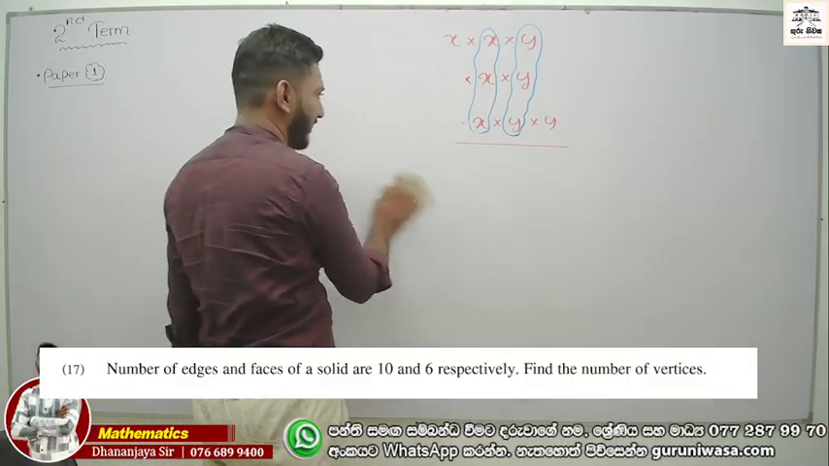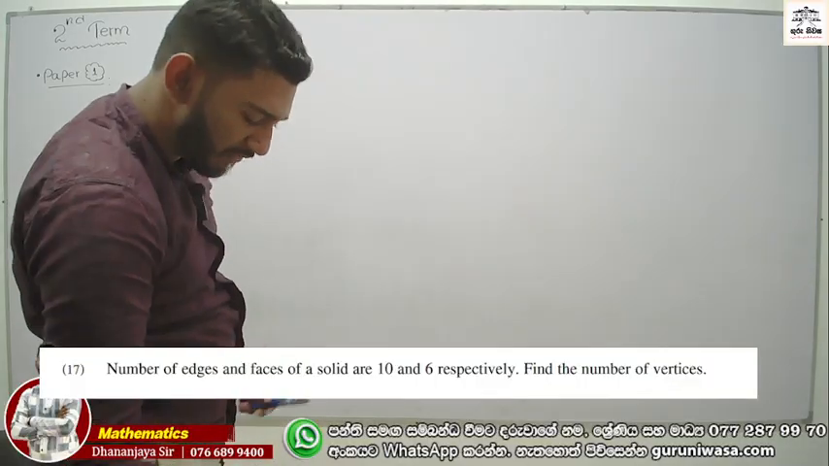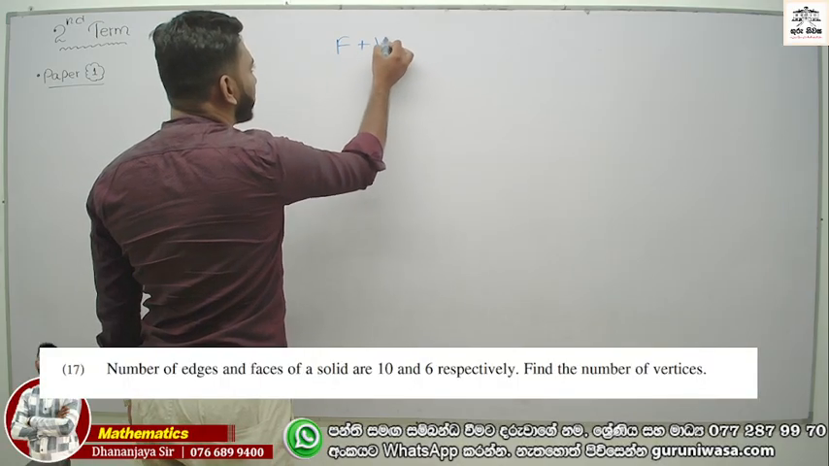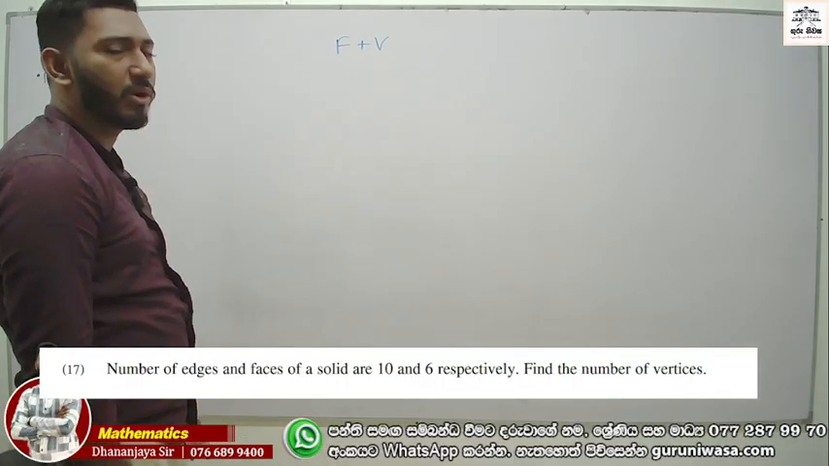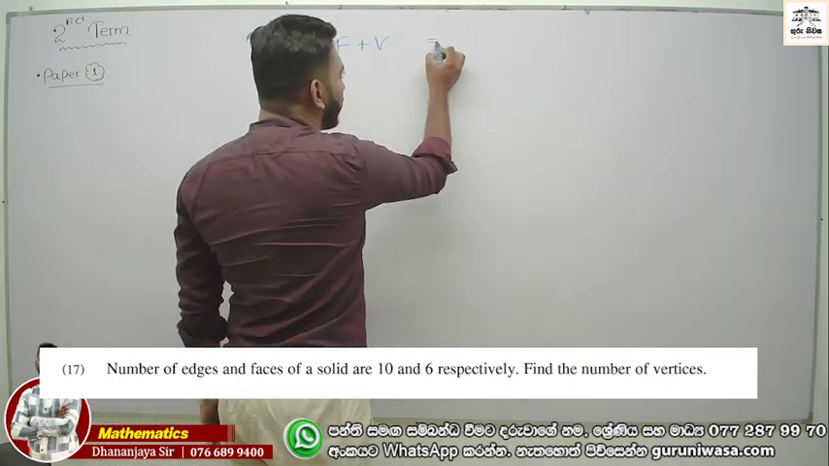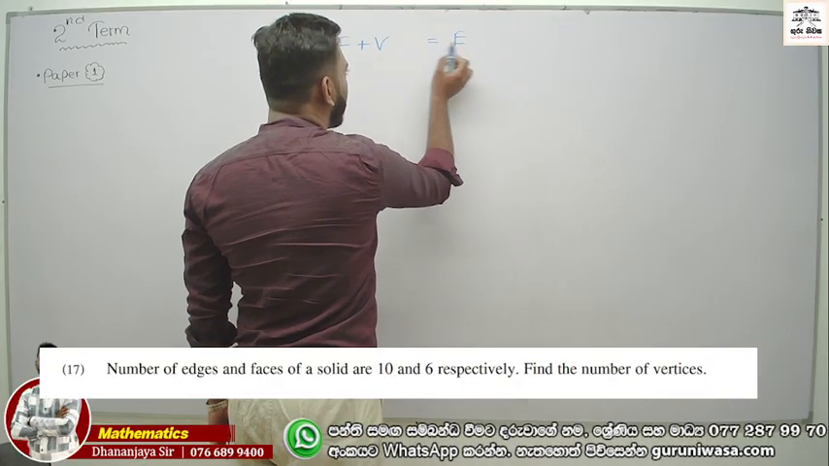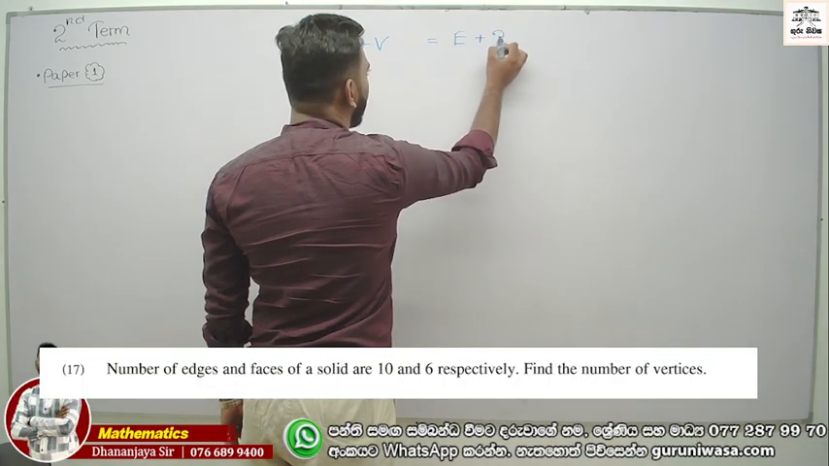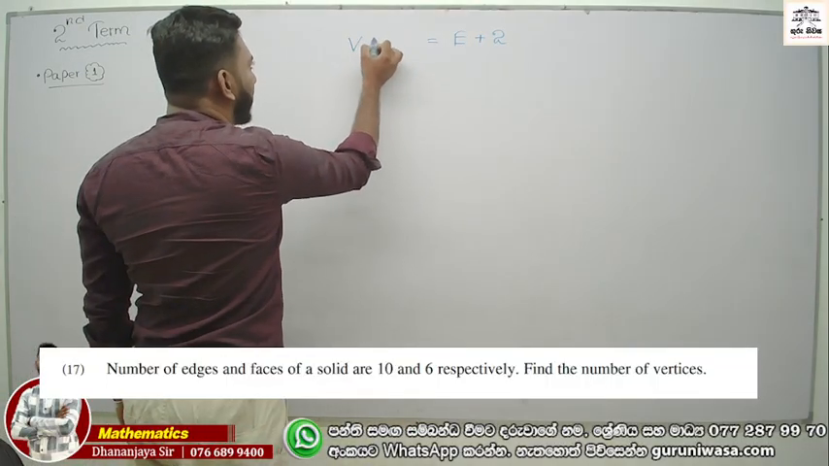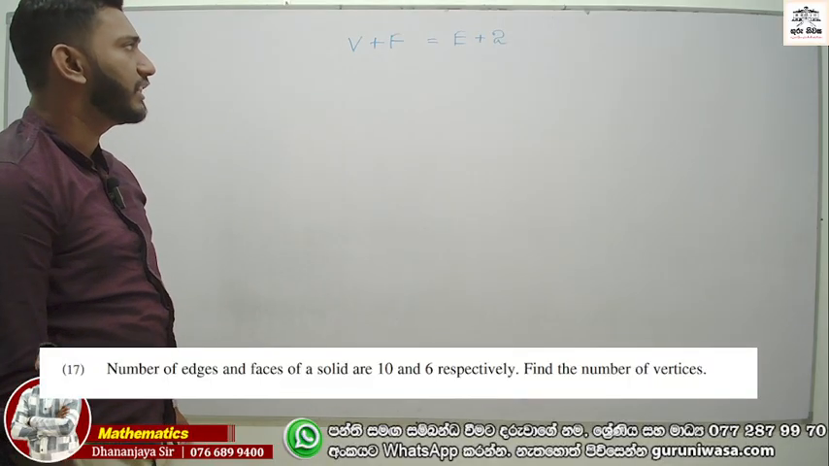F plus V equals E plus 2. We call this the sum of the faces and vertices, V plus F or F plus V. The sum of the faces and the vertices should be 2 more than the number of edges. Therefore, you need to add 2 to the edges side, and we write V plus F equals E plus 2.